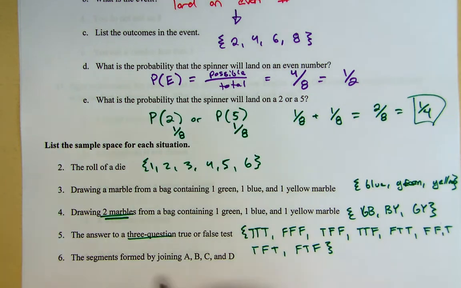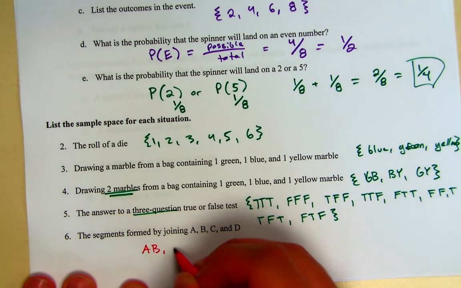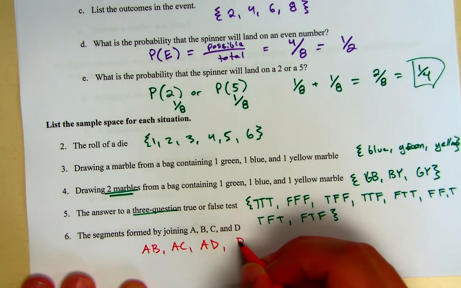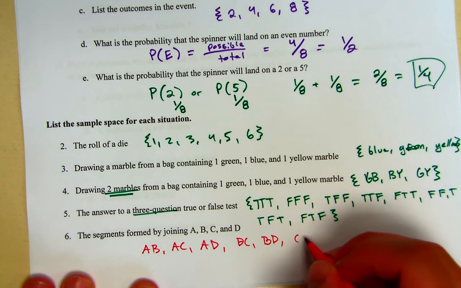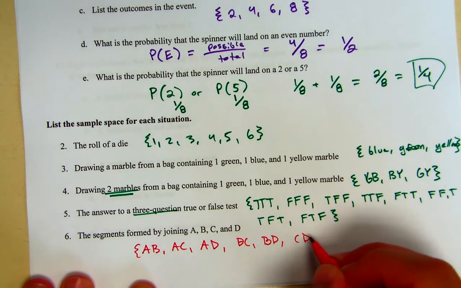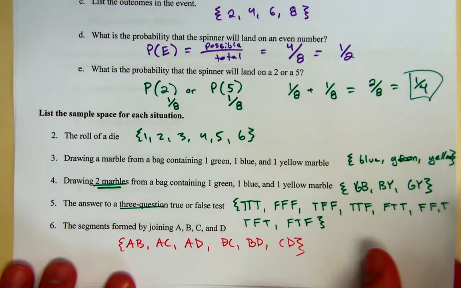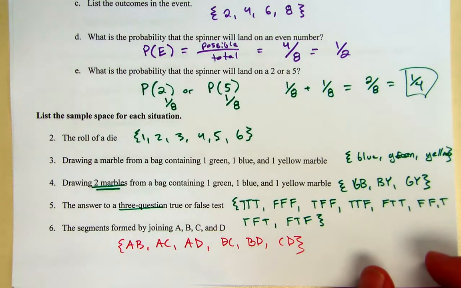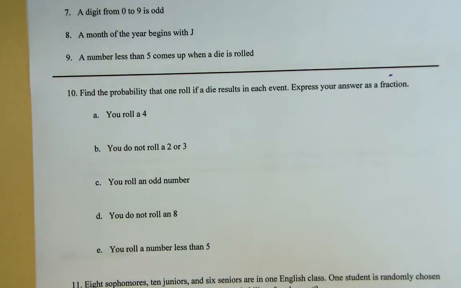And now segments joining A, B, C, and D: AB, AC, AD, BC, BD, and CD. Alright, so those are kind of sample spaces. Those should be pretty easy. For the most part, you don't ever have to list them. You just have to know them to do your actual problem.